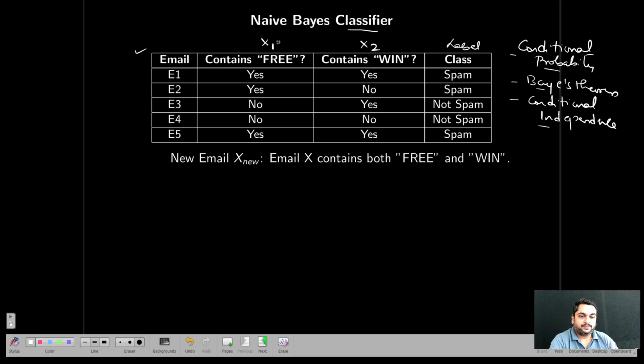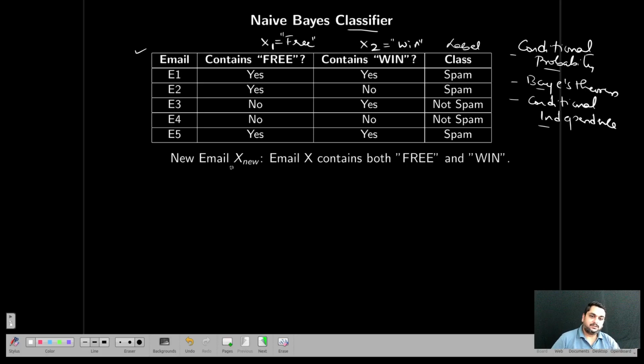What is x1? X1 is nothing but whether the mail contains the word like free. X2 says whether the mail contains the word like win. What is the data here? Yes means this email E1 contains the keyword free. Similarly, yes in win means it contains the keyword win in that mail. So the label given is spam for it. Like that, you are given the data set of 5 emails.